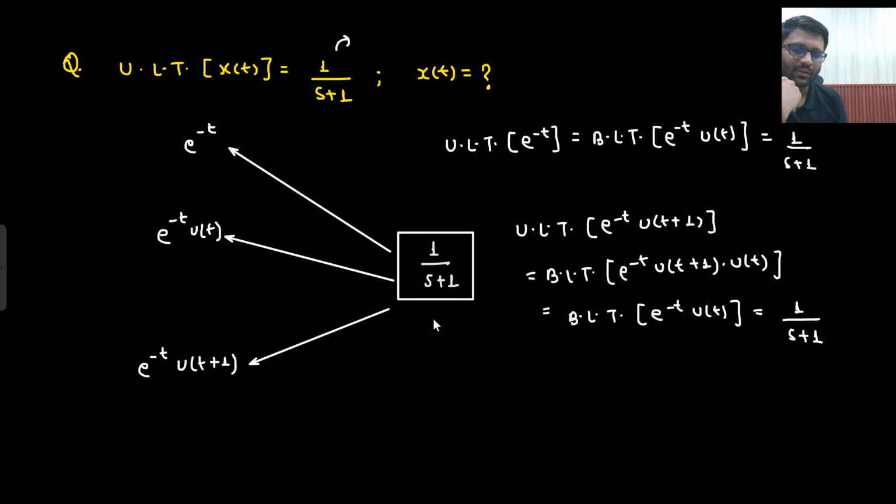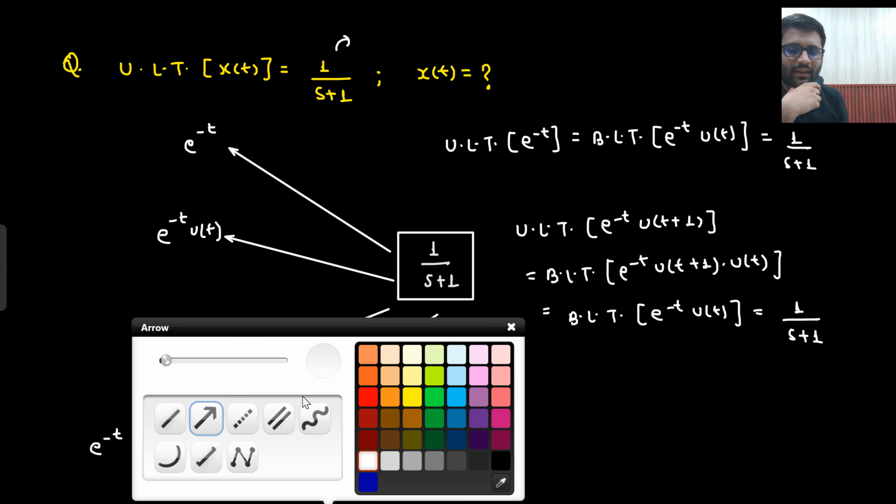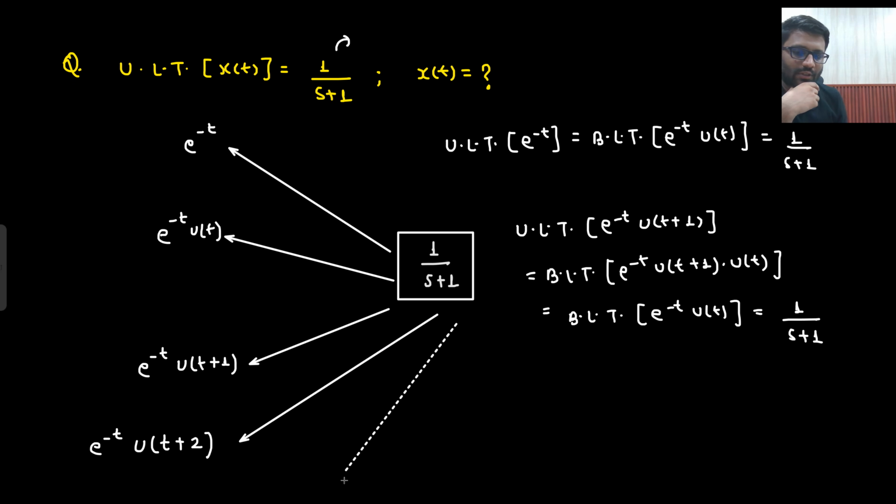More things could be there. What those would be? Those would be e to the power minus t u of t plus 2 as well, because u of t plus 2 dot ut will be the same. So in that manner, a lot of options could be there. Are you able to understand this point? U of t plus 3, u of t plus 4, u of t plus 2.5, u of t plus 2.3.